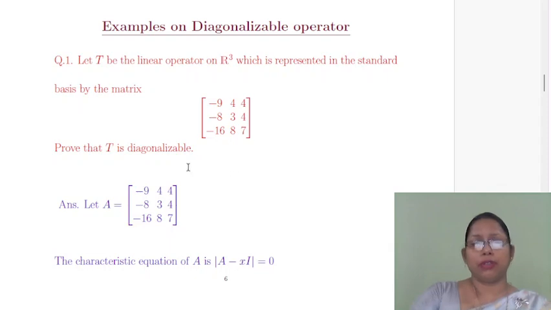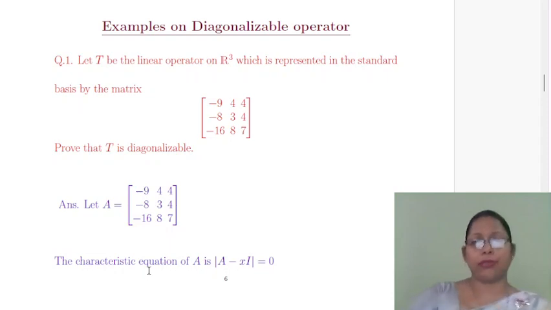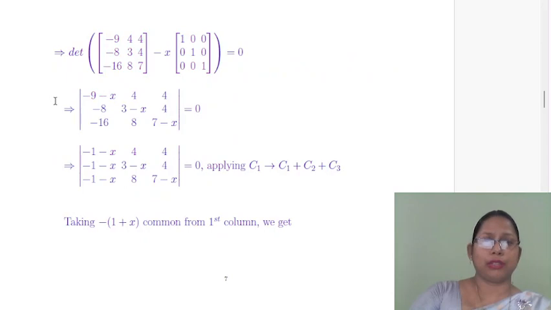Let us denote the given matrix by A. Then the characteristic equation of A is determinant of A minus x I equal to 0. Here A is a 3 by 3 matrix, so we consider the identity matrix I to be a 3 by 3 matrix. Put the values of A and I in this equation. Then simplify, and we will get this one.